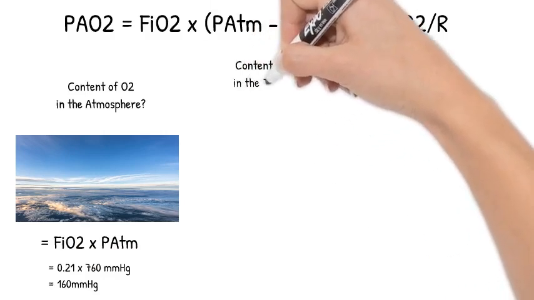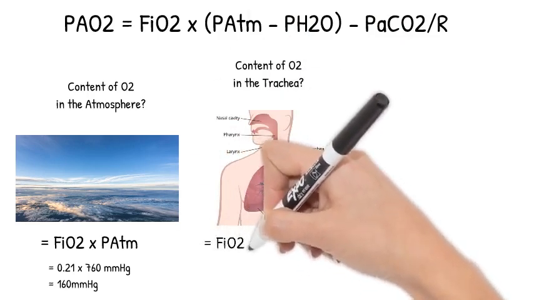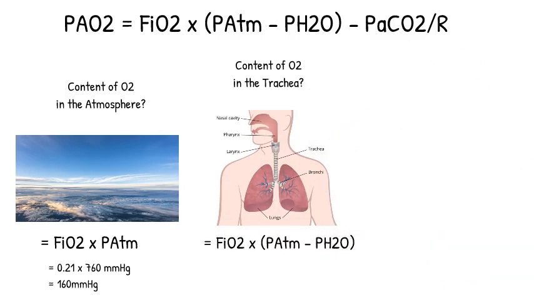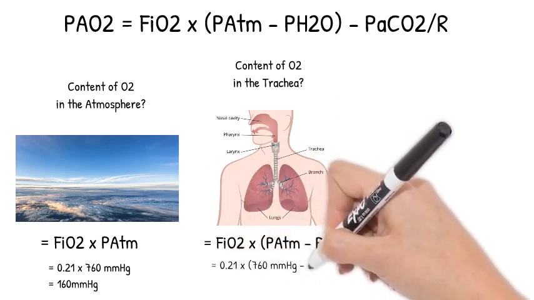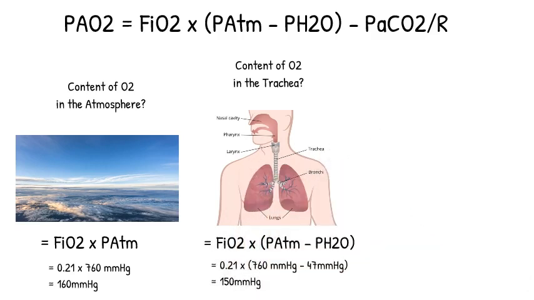Right. The next thing, we want to work out the content of oxygen in the trachea. Now remember that as you inhale air through the nose, you're actually moisturizing or humidifying that air. So it's almost like we need to make space for some water vapor. So from the atmospheric pressure, we're going to subtract the saturated vapor pressure of water, which you just need to remember is 47 millimeters mercury. So if we work this out, we see that normally when we breathe in room air, there should be 150 millimeters mercury of oxygen. That's the partial pressure of oxygen in the trachea.